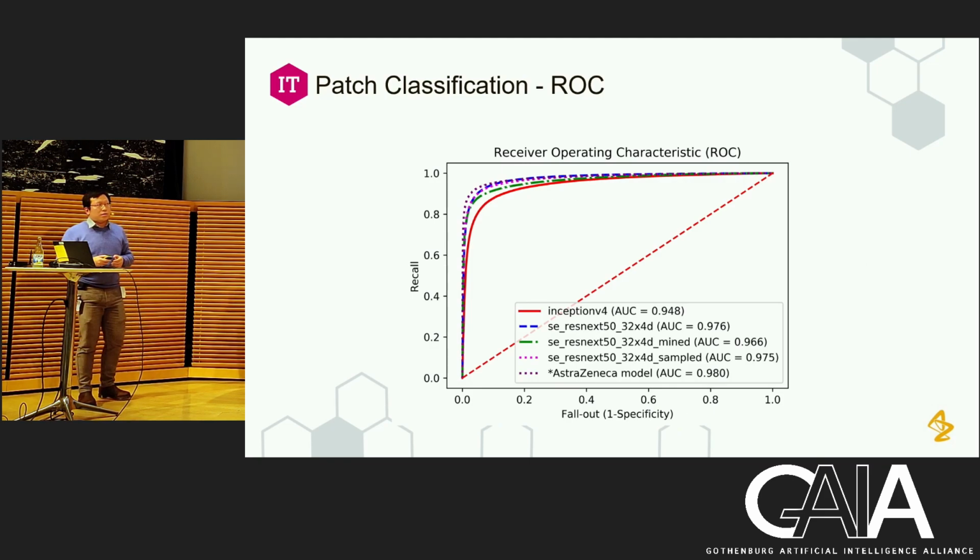For patch classification, you can see the plot here. We trained the Inception V4 and the Squeeze-and-Excitation ResNeXt. The second one is the standard model. Then we have the one with hard negative mining, and the one with dynamic sampling. Then we have one model which is a combination of hard negative mining and dynamic sampling. We call it the AstraZeneca model. As you can see, this particular model produces the best result in terms of AUC.